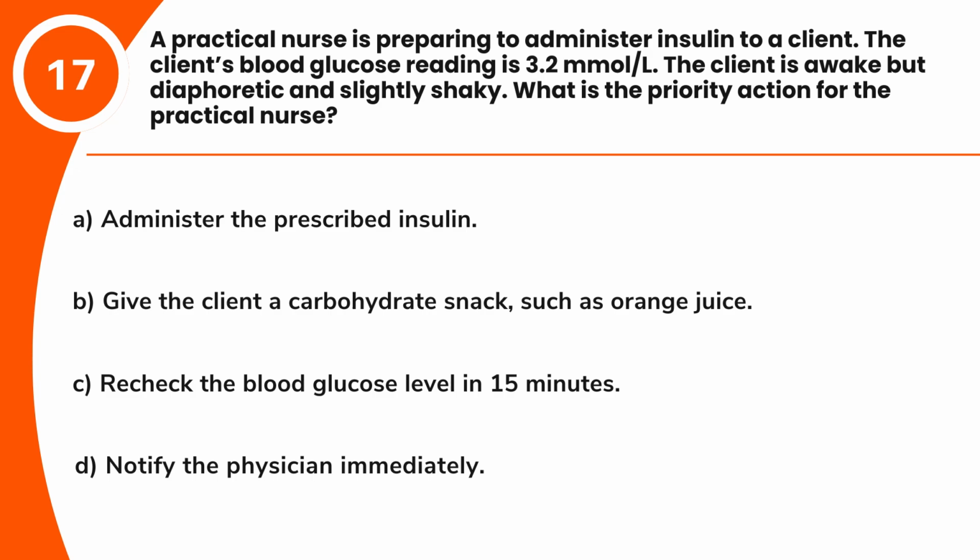Question 17. A practical nurse is preparing to administer insulin to a client. The client's blood glucose reading is 3.2 millimoles per liter. The client is awake but diaphoretic and slightly shaky. What is the priority action for the practical nurse? A. Administer the prescribed insulin. B. Give the client a carbohydrate snack, such as orange juice. C. Recheck the blood glucose level in 15 minutes. D. Notify the physician immediately.